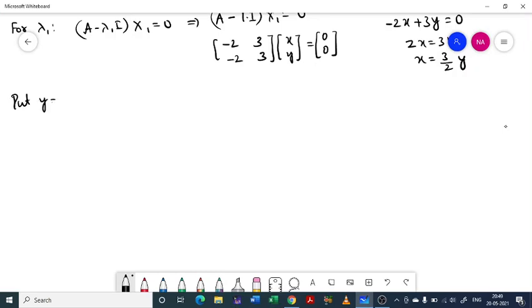Put y equal to 2, then x1 will be x comma y, so x will be actually 3, and it is (3, 2) transpose.